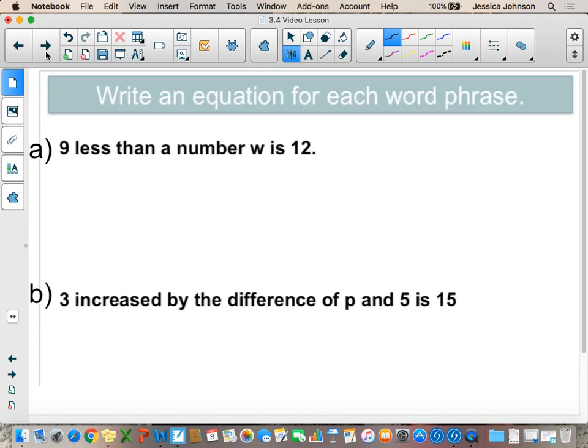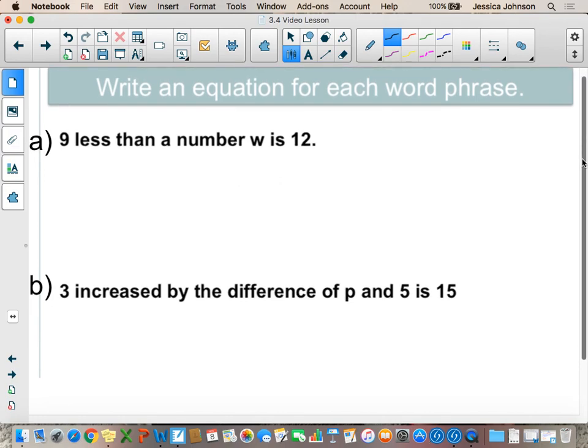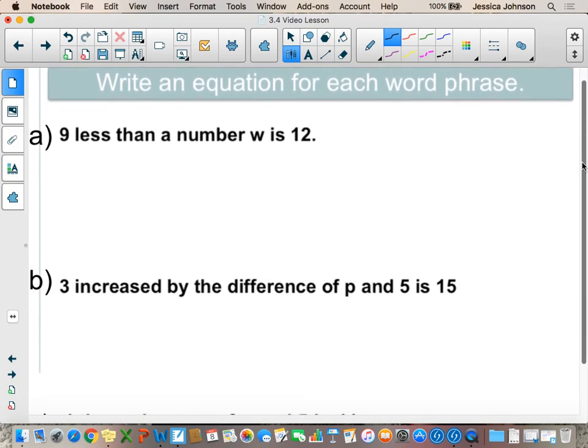Okay, now let's add this into looking at some verbal phrases and writing an equation. So my first equation says 9 less than a number, W, is 12. Remember, if we start to get wordy in this, you can cross out things like, I don't need the words a number here. I already have a variable to represent that number. So now I read it again. 9 less than W is 12. Remember, less than means that I'm taking 9 away from something. I'm taking 9 away from W. Is means equals 12.